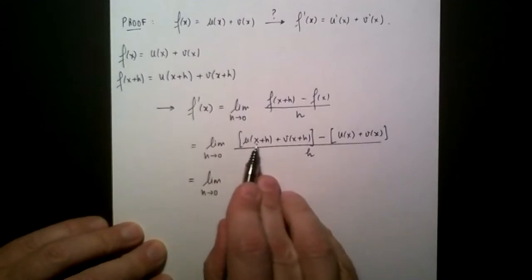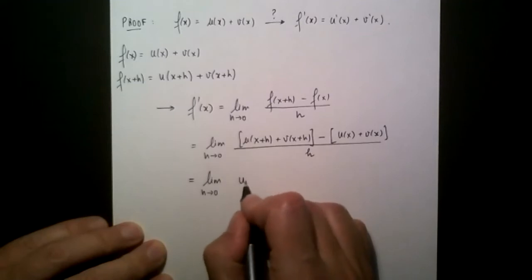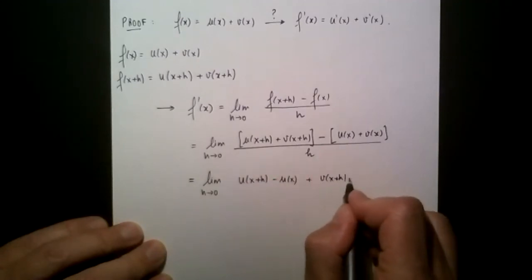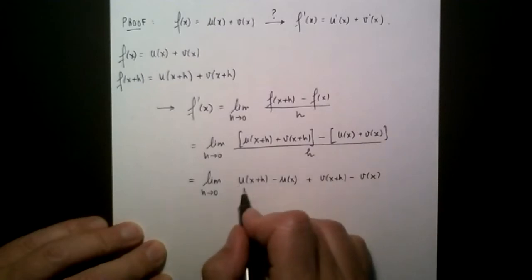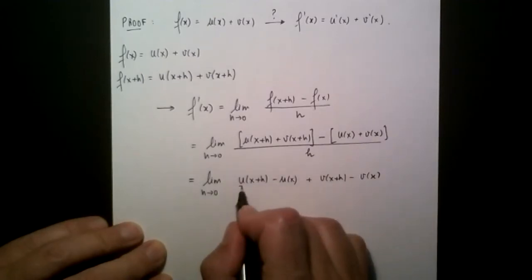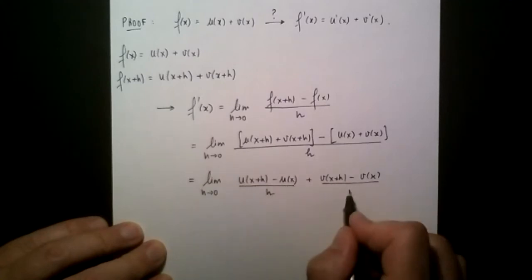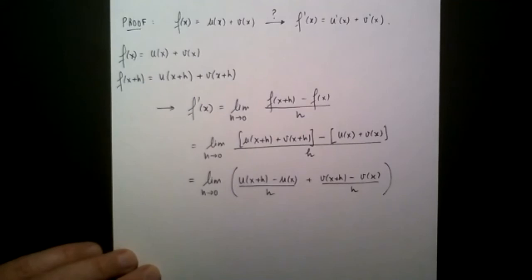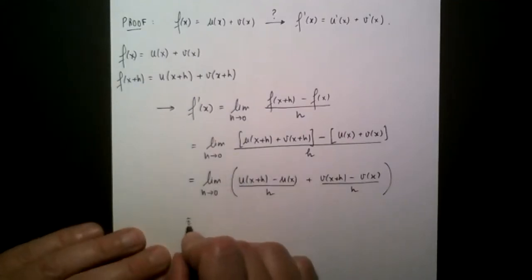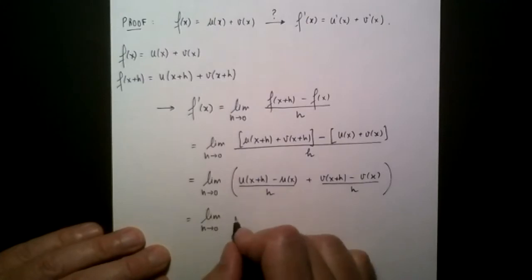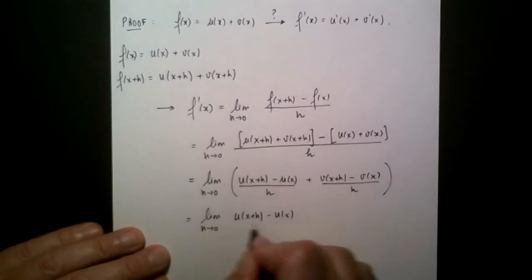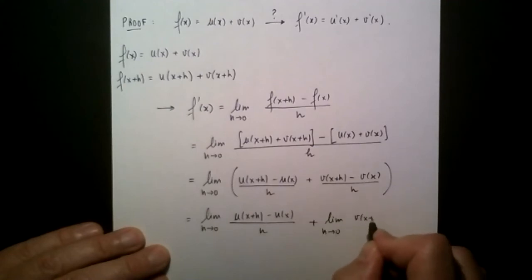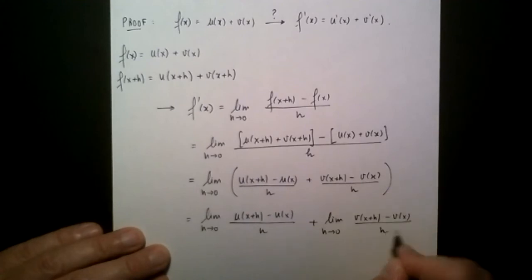Okay, so I'm going to reorganize the top. Limit as h approaches 0 of u(x+h) minus u(x) plus v(x+h) minus v(x), and all this over h. Or if you prefer, I could just put each one over h. Doesn't matter, same thing. It's like the whole thing over h. And so I could distribute the limits: limit as h approaches 0 of [u(x+h) minus u(x)] over h, plus limit as h approaches 0 of [v(x+h) minus v(x)] over h.